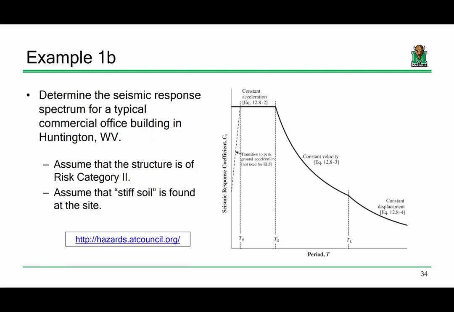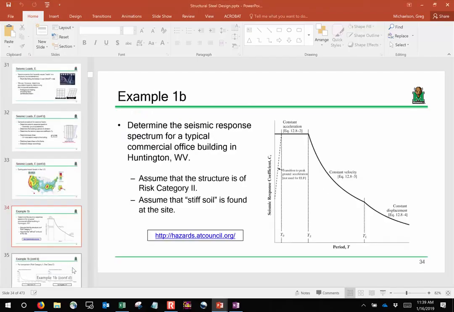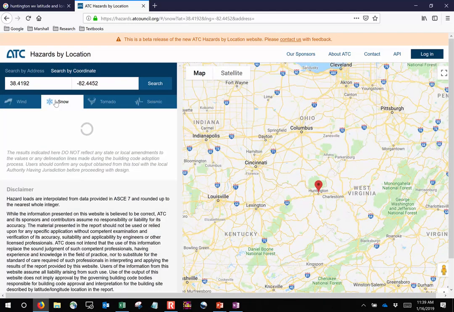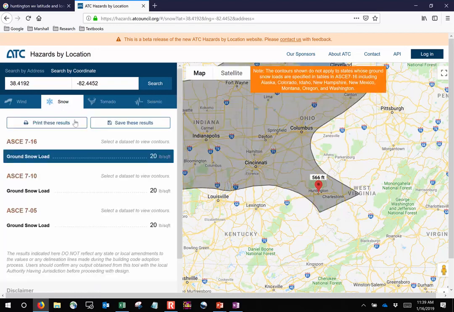Now, the nice thing about that website that I showed you earlier is that all of the hazards can be determined at the same location. This is actually really nice. This ATC group used to have different websites for snow and seismic and wind and all this. Now they've lumped it into one single location, so it's kind of nice. For instance, right here, where we put in the latitude and longitude, and we said, well, here's the wind pressure. We can just click a tab, and for instance, just for the sake of discussion, once it decides to load, okay, there's the ground snow load. So in our area, we would design for a ground snow load of 20 pounds per square foot.